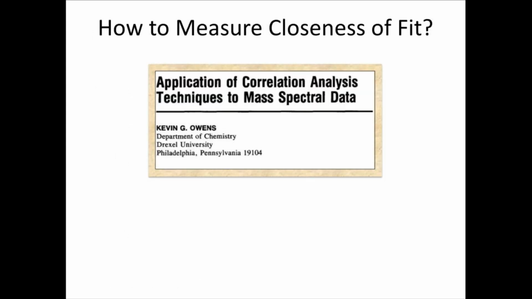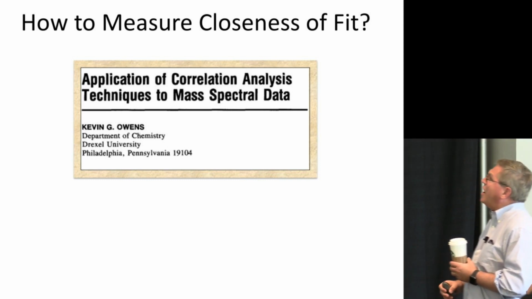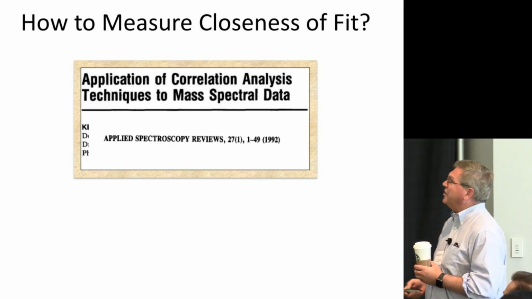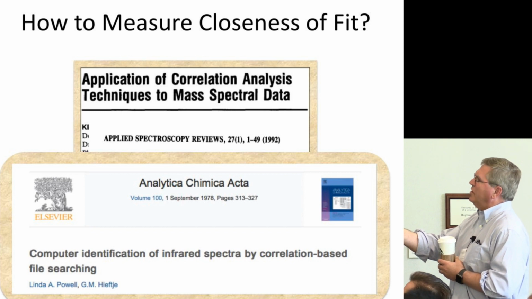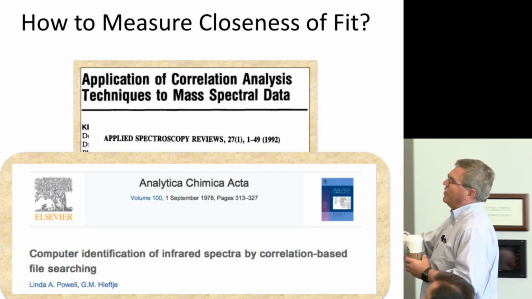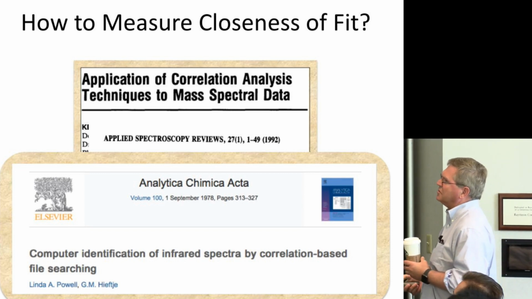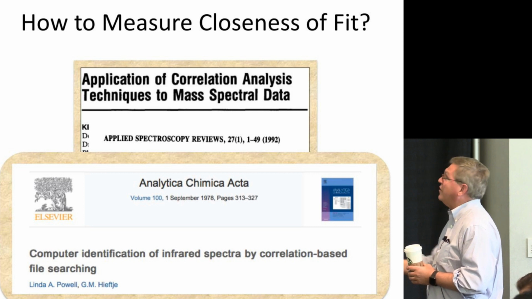And for some reason, I got in my head that we should do a correlation analysis. There was a paper that we found by Kevin Owens at Drexel University where he applied correlation analysis techniques to mass spectral data. He's basically using cross-correlation analysis to compare library spectra. And that came from the fact that in the Heifja lab back in 1978, they used cross-correlation analysis to compare infrared spectra by correlation-based file searching. Kevin Owens was a graduate student in the Heifja lab, and he also applied cross-correlation analysis to mass spectra while he was there. So that looked like a pretty good way of doing this.